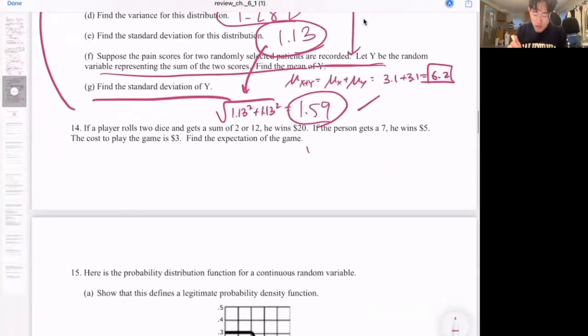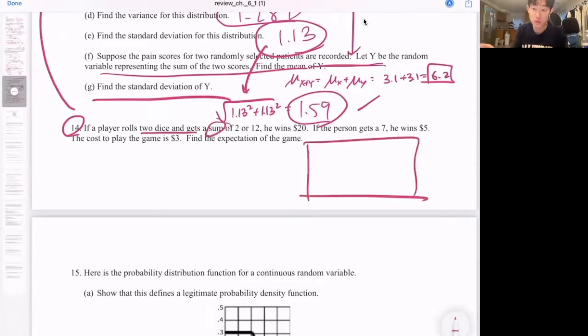Number 14, if a player rolls 2 dice and gets a sum of 2 or 12. See, every single time when they're talking about a sum of rolling 2 things, you really want to draw yourself a table for this and figure out just how much is the probability of you getting a 2 or 12. So 1, 2, 3, 4, 5, 6, 1, 2, 3, 4, 5, 6.